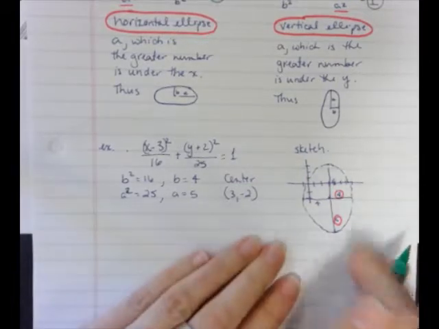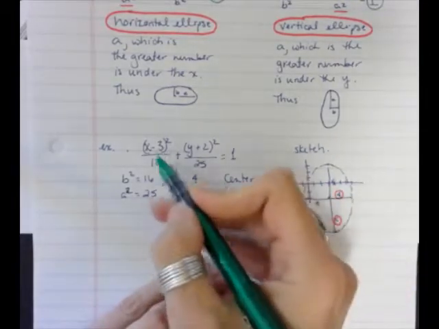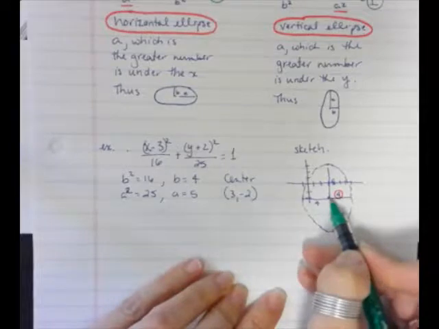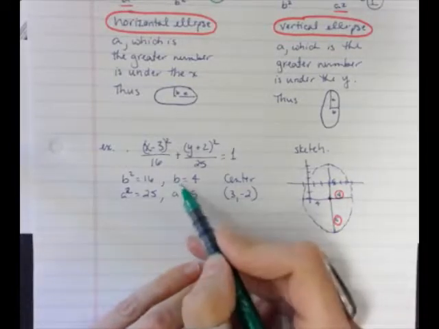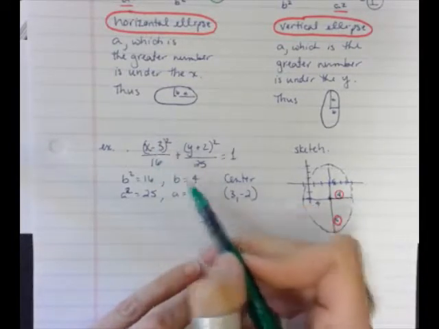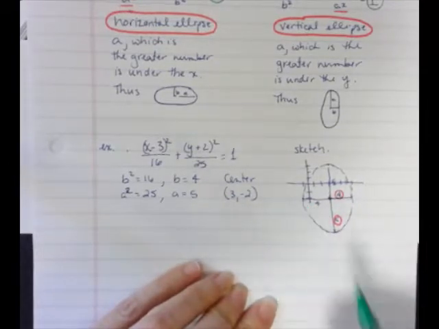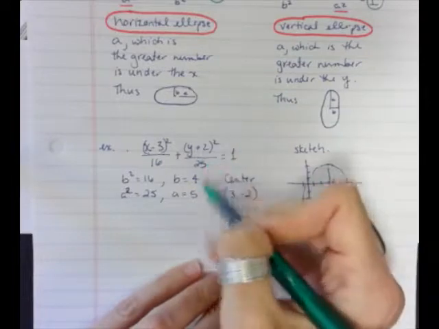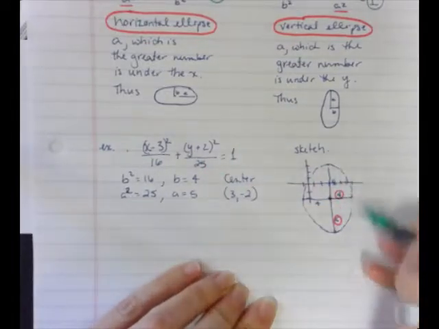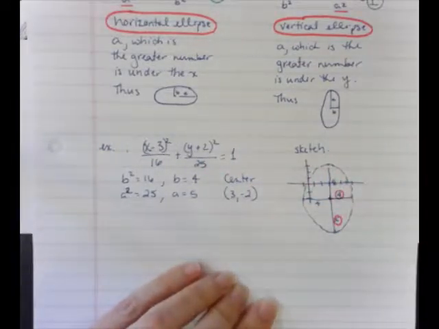So how do I sketch this? Well, I find the center, 3, -2. I put it in here. And then I say, well, my b is under my x, so that's a distance of 4 away. So there's going to be my vertices there. And then I have my 5. I go a distance of 5 away, and I just do my sketch.